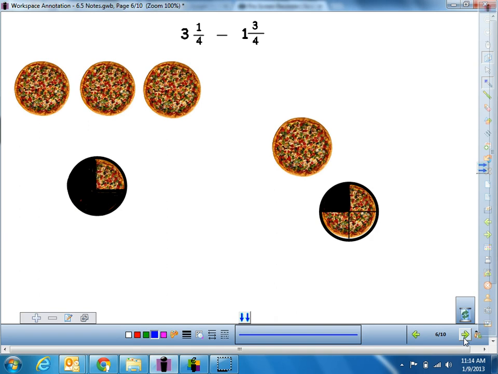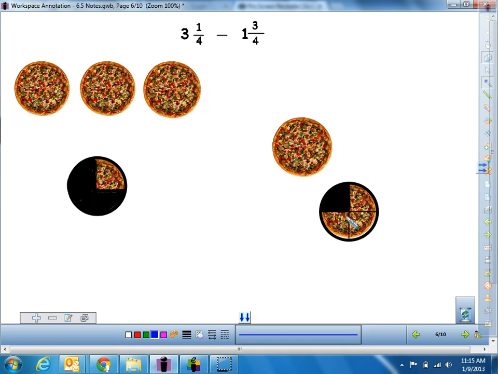I've got 3 1/4, which looks like this. I've got 1, 2, 3 whole pizzas, and then 1/4 of another pizza. I've got somebody coming over who's super hungry and wants to eat an entire pizza and then 3/4 of another one. How much is going to be left over for me and the rest of my friends? That's what I need to figure out.